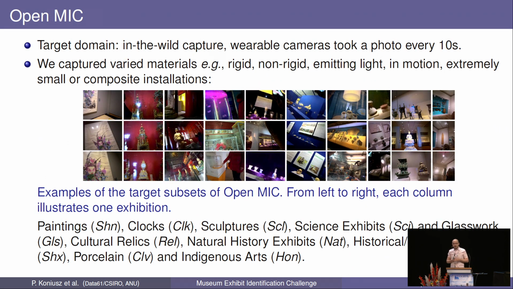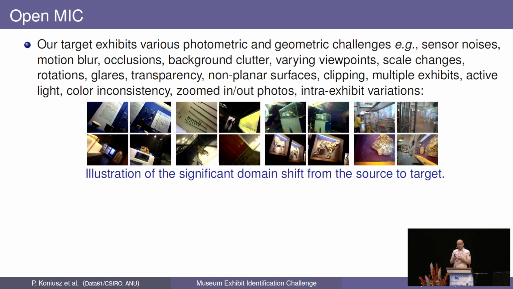But for the target domain, the capture is in the wild. Essentially, we use wearable cameras. We do not have control over the shutter. The objects themselves may be rigid or non-rigid. They might be emitting light. They might be in motion, or they might be small or composite installations. At the same time, our target domain exhibits a lot of photometric and geometric distortions, such as extreme viewpoint changes, scale changes, and glares. To give you more examples, here, pairs of images show within-class variations, which are quite big for some of these exhibits.